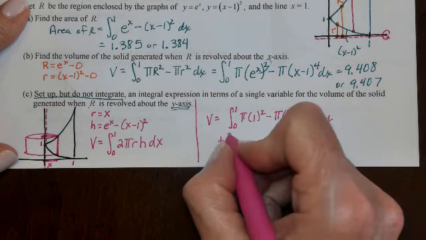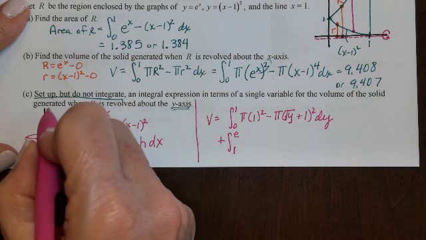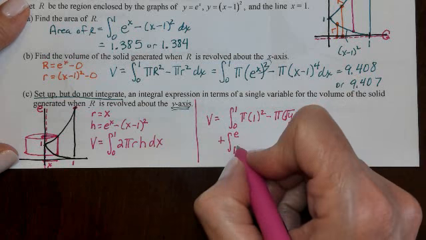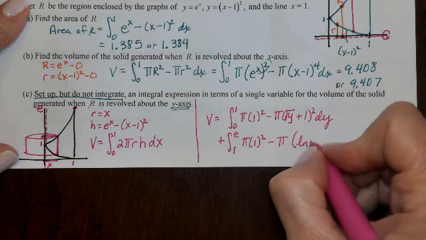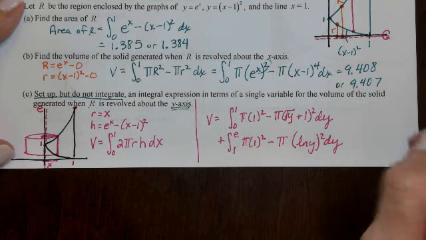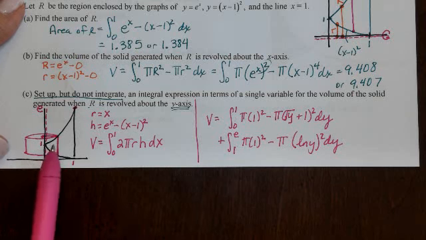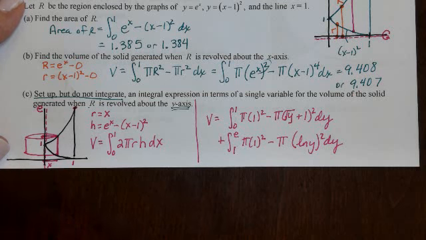And then we would need to add the piece from 1 to e. This top happens when y is e up here. And that would be pi times 1 squared minus pi times (natural log y) squared dy. So very, very different looking integrals that would yield the same thing. But the cylindrical shell method for these vertical axes of revolution is very convenient.